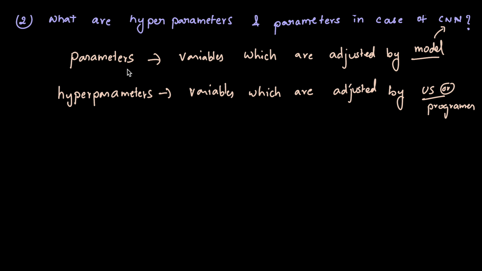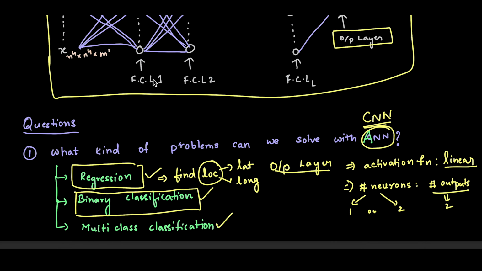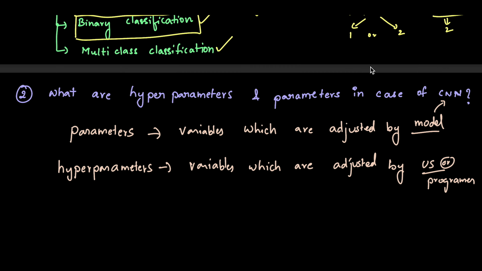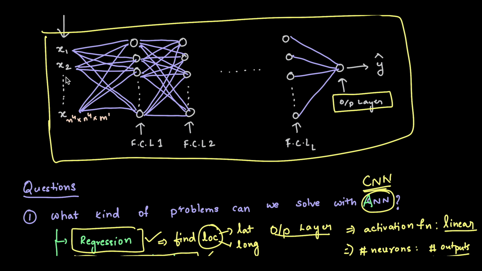Basically, parameters, if you think carefully, this is the same ANN structure, right? So whatever parameters we have in ANN, we will have in CNN as well. Here we have connections, right? On all of these connections, we have some specific weights. All these weights will be our parameters.